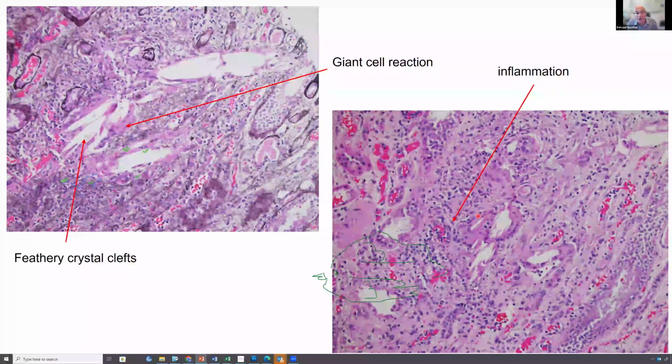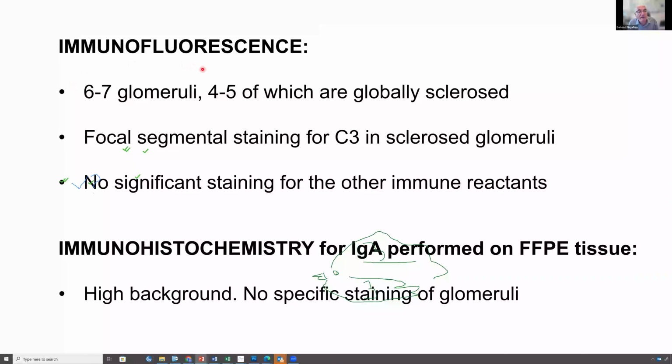Immunofluorescence microscopy showed very prominent chronic injuries, so 6 to 7 glomeruli, 4 to 5 of which were globally sclerosed. So not many glomeruli to look at to begin with. Focal and segmental staining for C3 that we see in segmental sclerosis. There was no significant staining for the other immunoreactants, including IgA, which was kind of surprising, with the caveat that the number of patent glomeruli was quite limited.